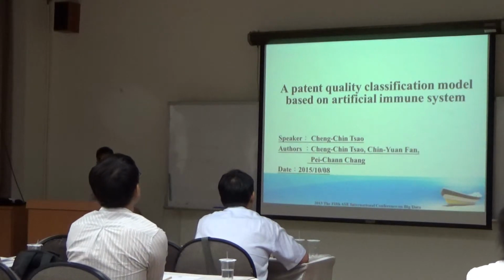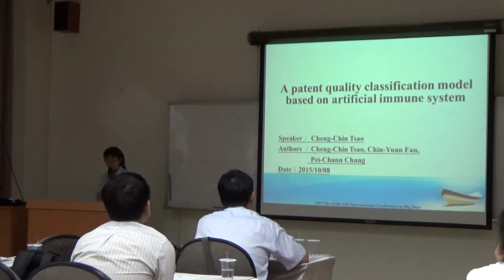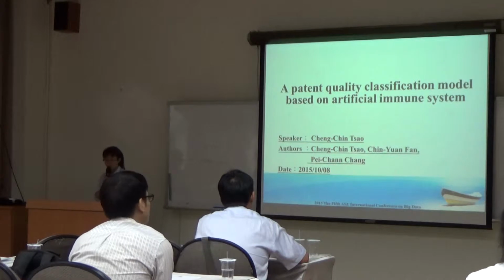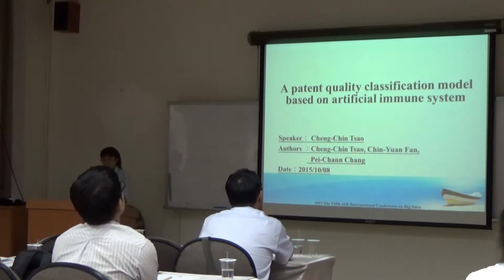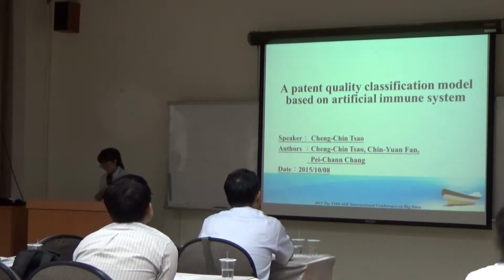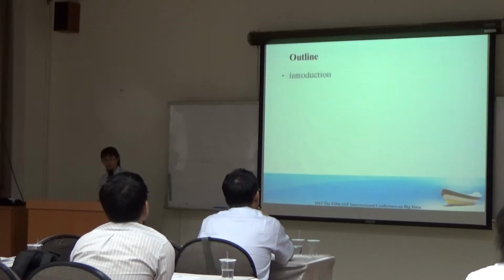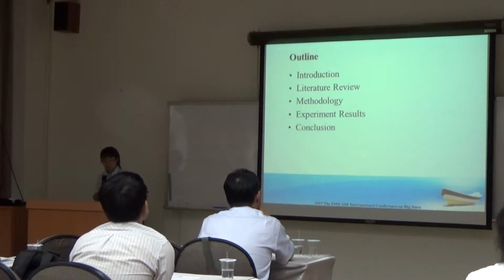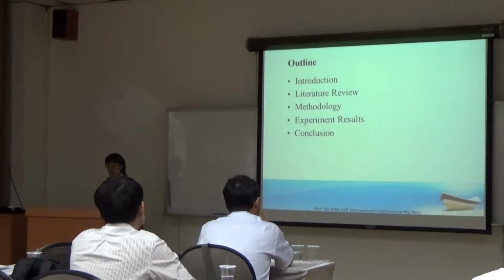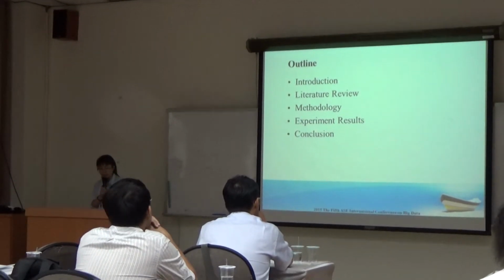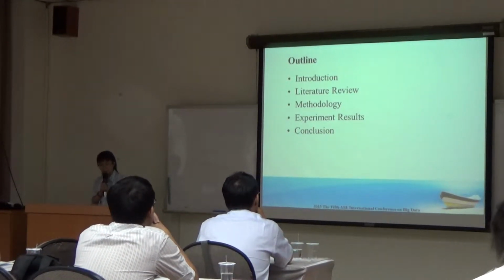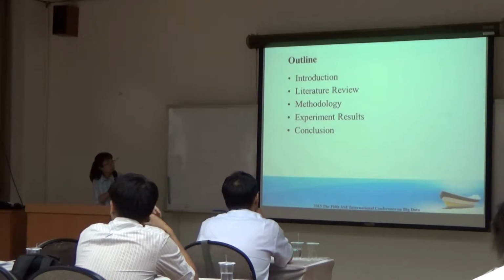Today I am going to present our paper, a patent quality classification model based on an artificial immune system. I have divided the presentation into these five parts.